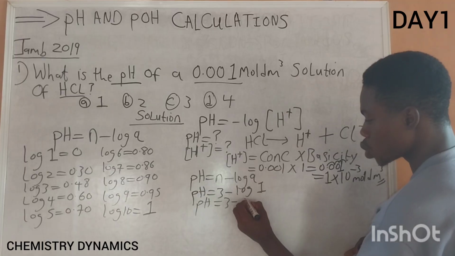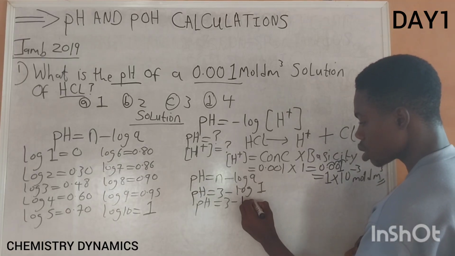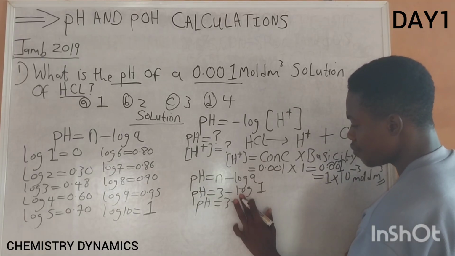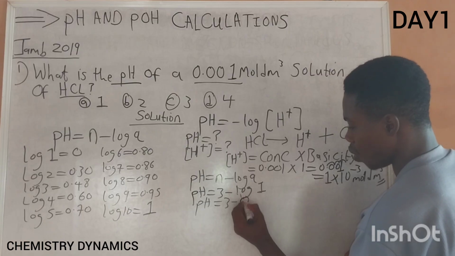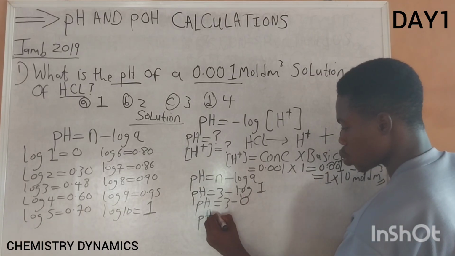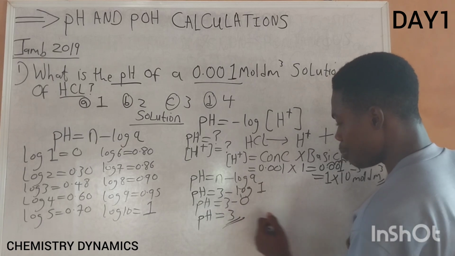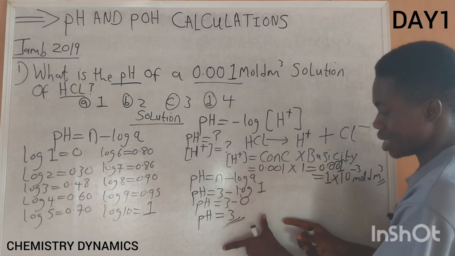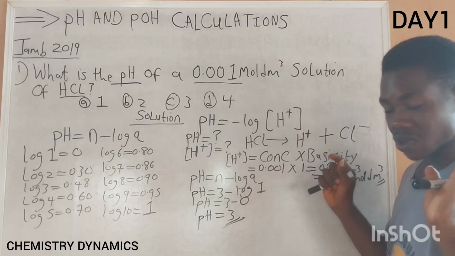So now, 3 minus log 1. The value for log 1 is 0, like I said earlier on. So pH equals 3 minus 0, which is equal to 3. So our pH for this particular question is 3. Bam. It's not difficult.